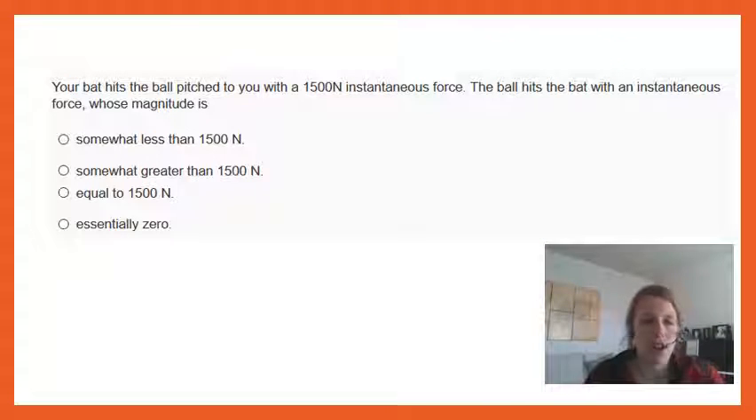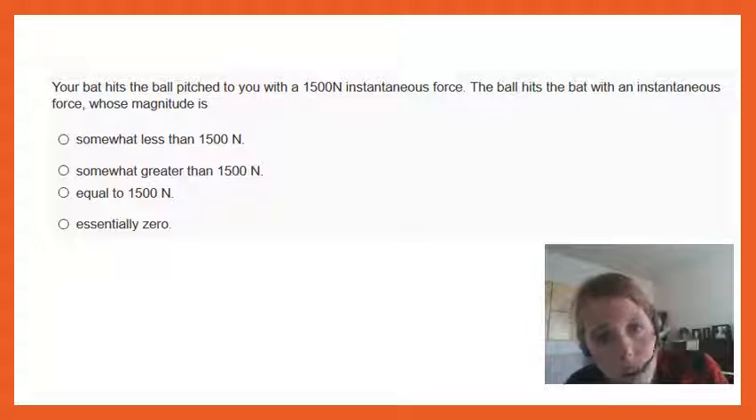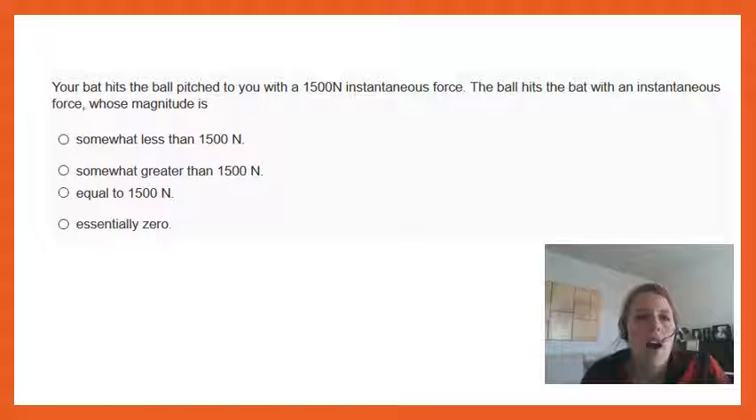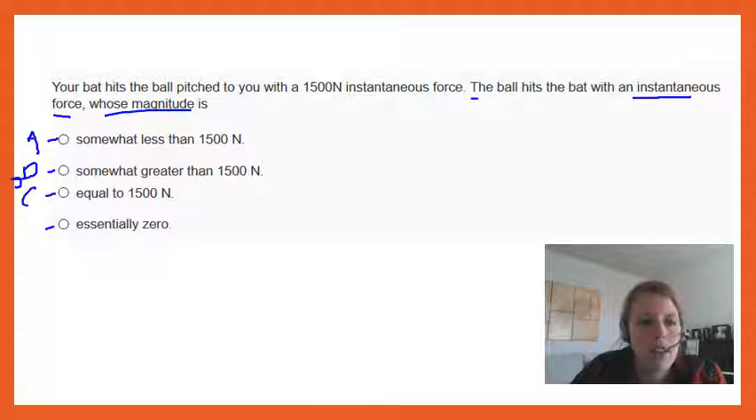Here is another question I want you to answer from the latest checkpoint. It's a Newton's third law thing. So, okay, your bat hits the ball. Perfect timing for the World Series if you're watching. Your bat hits the ball with a 1500 Newton instantaneous force. The ball hits the bat with an instantaneous force whose magnitude is what? Is it somewhat less than 1500 newtons, somewhat greater than 1500 newtons, equal to 1500 newtons, or essentially zero? So we'll say A, B, C, or D. What do you guys think?